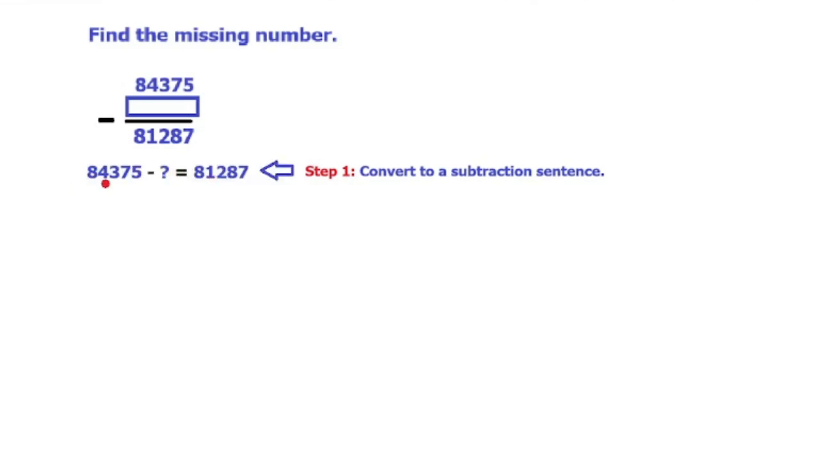So it'll look like this. 84,375 minus a question mark equals 81,287. So the next step is to subtract 81,287 from both sides of the equal sign.